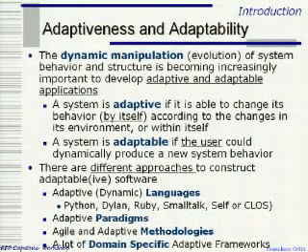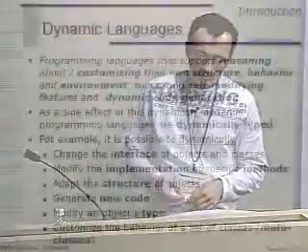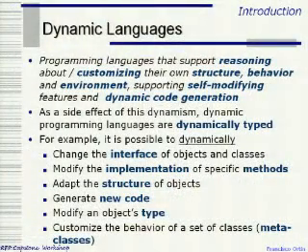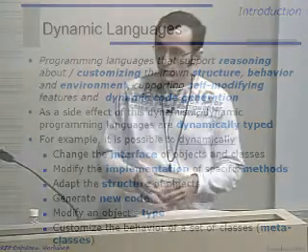There are different approaches to offer this adaptiveness or adaptability. First, by using specific languages that give services of reflection, which are mostly known as dynamic languages. We've also got adaptive paradigms, agile methodologies, and a lot of domain-specific frameworks. So we've worked at the first level, that is, the programming language level. We can define dynamic languages as those languages that support reasoning about and customizing their own structure and behavior, supporting self-modifying features and dynamic code generation.